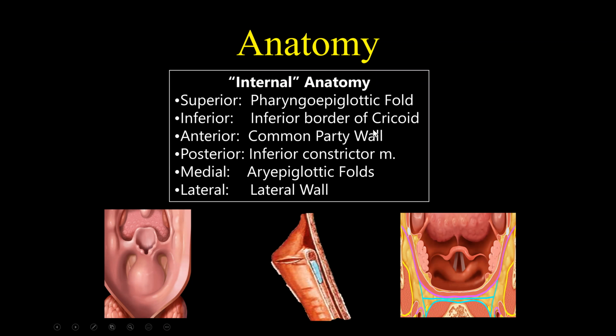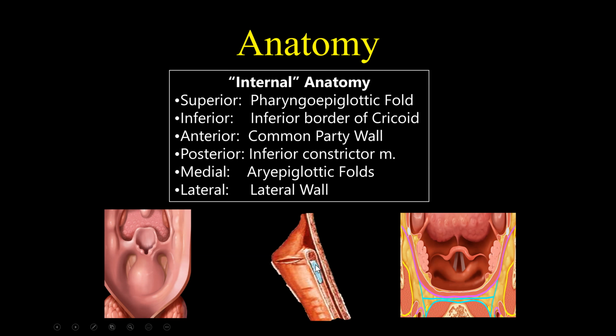The internal anatomy of the hypopharynx is defined as follows. Superiorly, the hypopharynx is defined by this little fold of tissue that goes from the pharynx to the epiglottis. This is the pharyngoepiglottic fold. The pharyngoepiglottic fold defines the entrance into the hypopharynx, which is sometimes referred to as the introitus. The inferior border of the hypopharynx is formed by the cricoid cartilage.